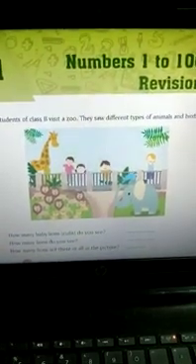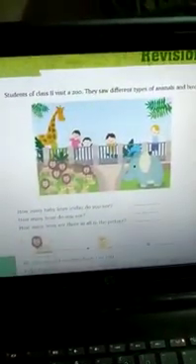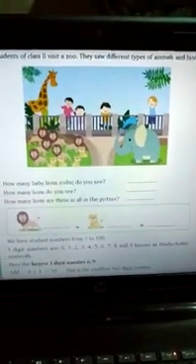Myself Monali Oza, and today we are going to learn chapter number 1, that is numbers 1 to 100 revision. Here we can see there is one picture and we have to give the answer. There is one picture of a zoo. So I am solving your questions.